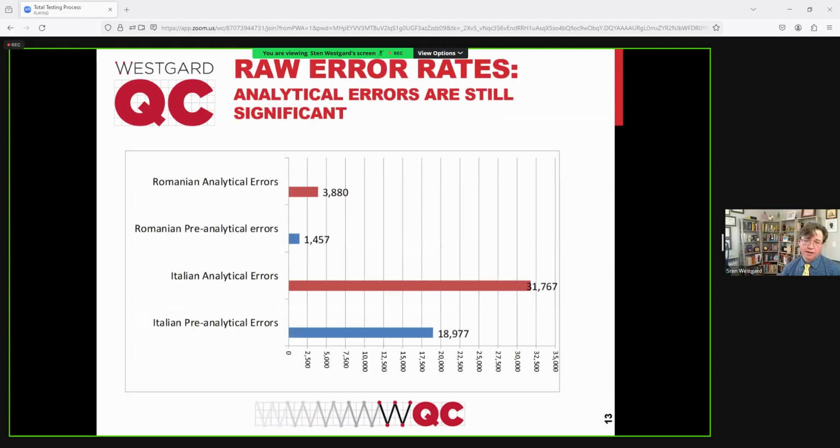So if we add that up, from both of these studies, we know the test volume. So we can say, what was the sigma, what were the percent errors, what was the test volume, how many errors were being generated in different places. In the Romanian laboratory, they had almost 4,000 analytical errors and only about 1,500 pre-analytical errors. In the Italian laboratory, they had almost 32,000 analytical errors, whereas in the pre-analytical side, it was only about 19,000. So there are big distortions in how we look at quality.